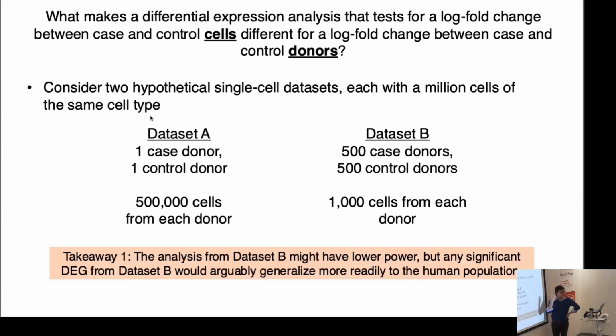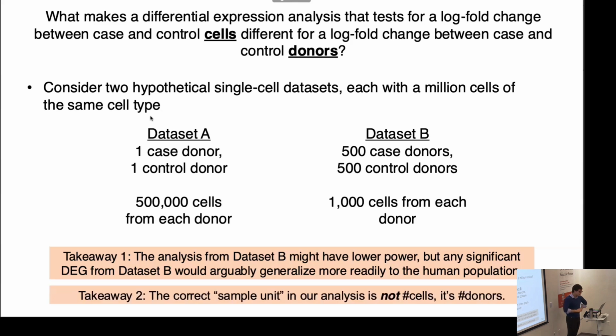So the first takeaway with this thought experiment, to convince you that a single cell analysis of donors is different than a single cell analysis of cells, is that you might imagine data set B has a little bit less power because I just have many fewer cells per donor. But if I find anything, it probably is reflective of the human population. And in data set A, even if I find a bunch of significant differences, I probably wouldn't expect that to happen if I happen to sequence 2 other donors, one case and one control.